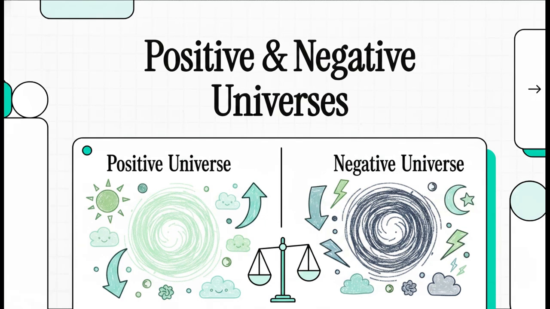Welcome to this explainer. Today we're unpacking a seriously mind-bending theory from our source text. We're talking about a framework that takes everything you know, everything you don't know, and splits all of reality straight down the middle. We're diving into a grand metaphysical concept that categorizes existence into the positive and negative universes. Let's see exactly how this source maps out the cosmos.